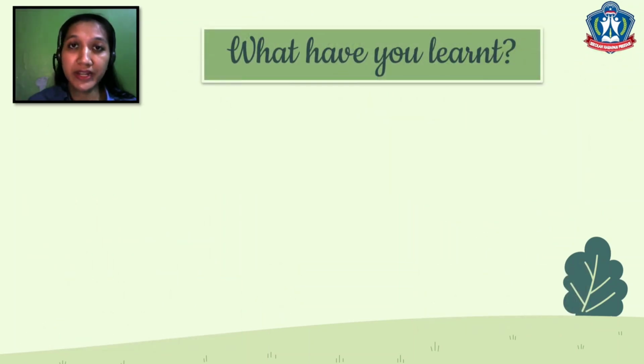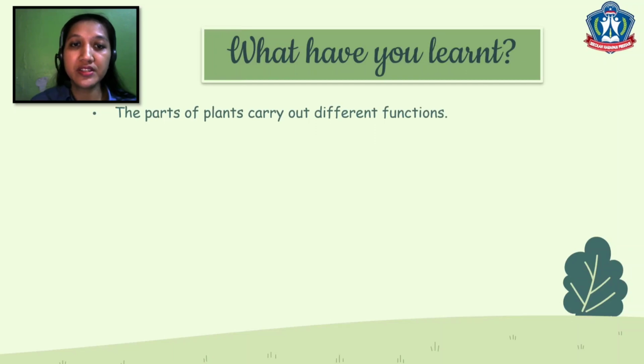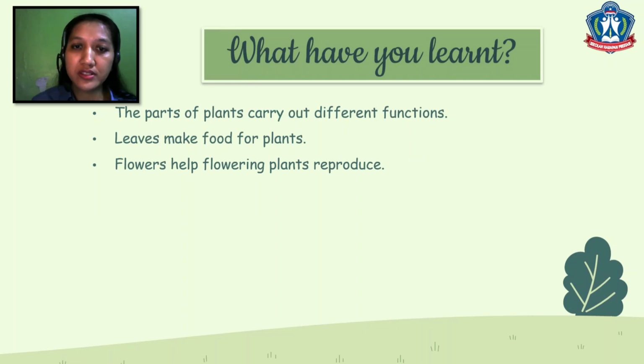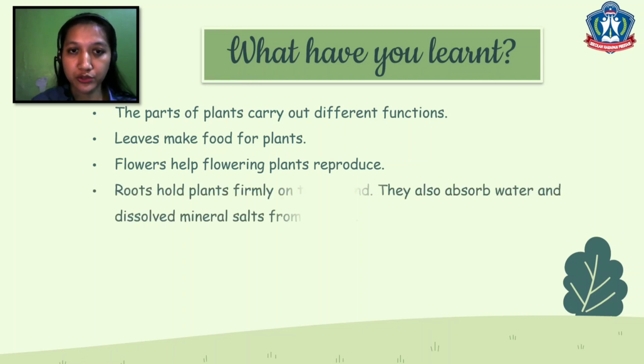Is my explanation clear? So we are at the end of our lesson. Let's recap. What have you learned? First, the parts of plants carry out different functions. Leaves make food for plants. Flowers help flowering plants reproduce. While roots hold plants firmly on the ground, they also absorb water and dissolved mineral salts from the soil.